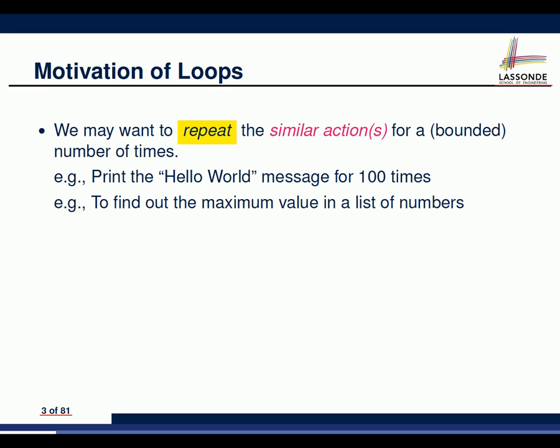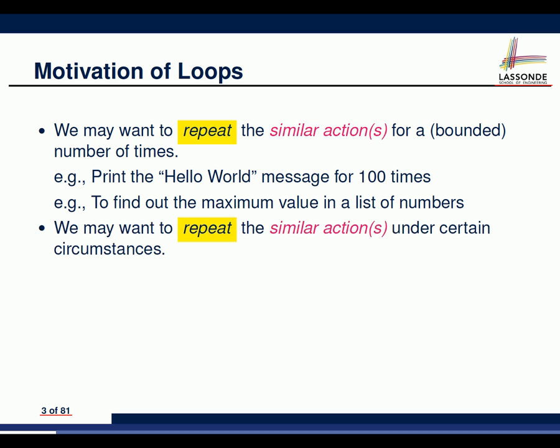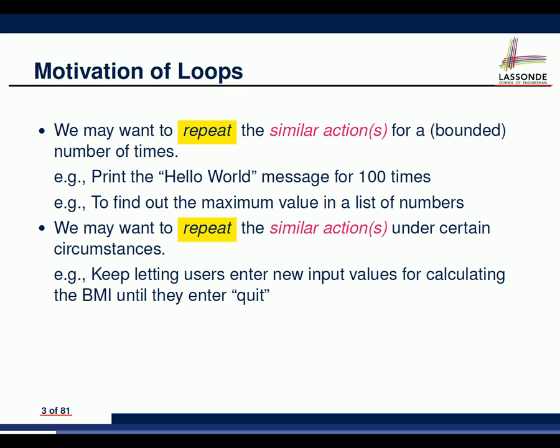Okay, so now we're going to talk about this maximum value in a list of numbers later on in the course, once we talk about arrays. And you also want to repeat similar actions under certain circumstances. This is something a little bit more abstract, as we'll see in more examples. Let's say you keep letting the user enter new input values for calculating the BMI until they say quit. If the user didn't say quit, you have to keep allowing them to enter the input. This is what we did for lab number 2. So this is the more common scenario for using a while loop.